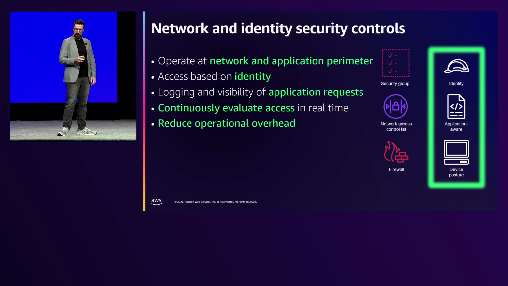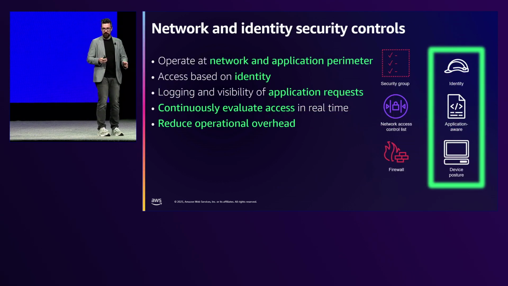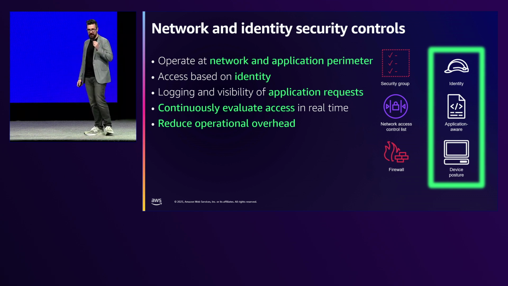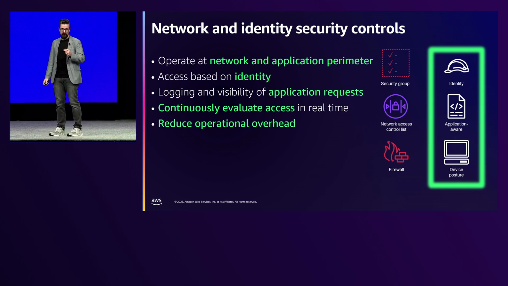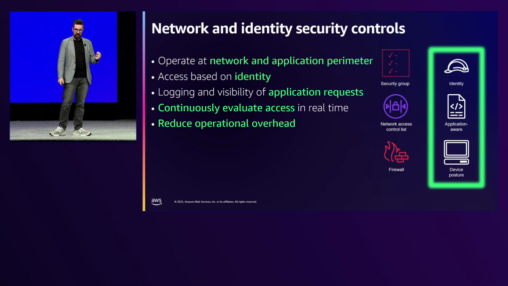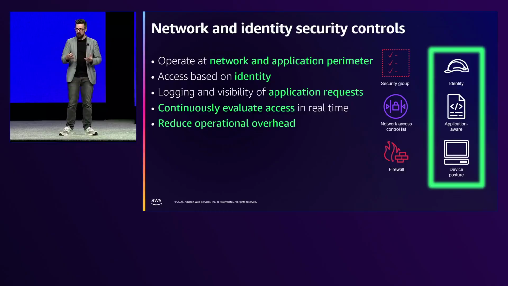So ultimately, we want to be able to operate at the network and application perimeter. We want our access to be based not just on network, but also identity. We want logging and visibility of our application requests. We want to continuously evaluate access in real time instead of just authenticating once. And we want to reduce that operational overhead wherever possible so we can set the broad boundaries, and then if our application teams need to have more specific controls, they can put those into place.